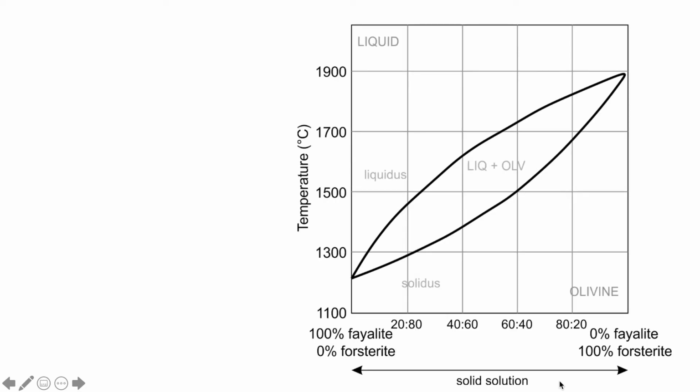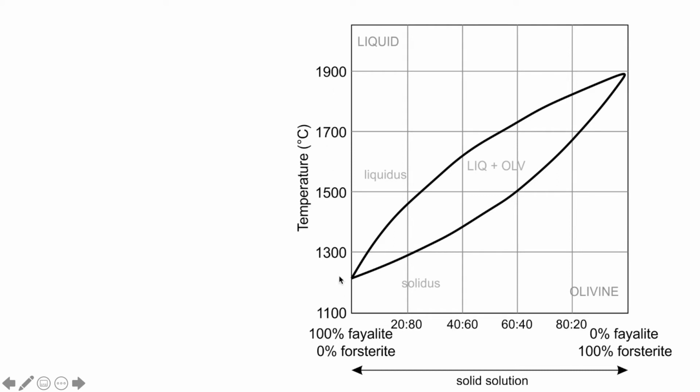Okay? So, now we're looking at a phase diagram of olivine. On the left side of the x-axis, we have 100% fayalite, i.e. 0% forsterite. And on the right side of the x-axis, we have 0% fayalite, i.e. 100% forsterite. Now these two phases are in solid solution with one another, and in the middle here represents a certain percentage of fayalite to forsterite. So here, for example, we have 60% fayalite and 40% forsterite, so on and so forth.